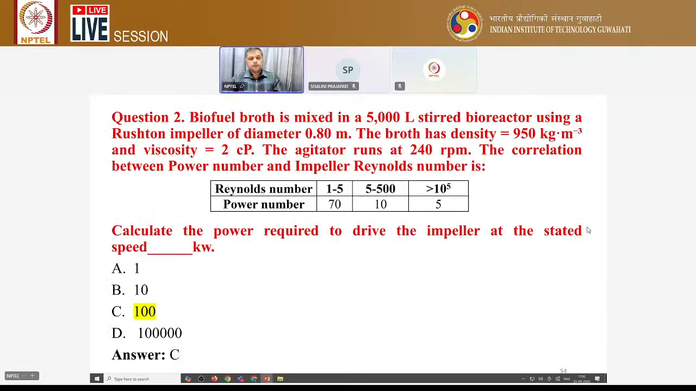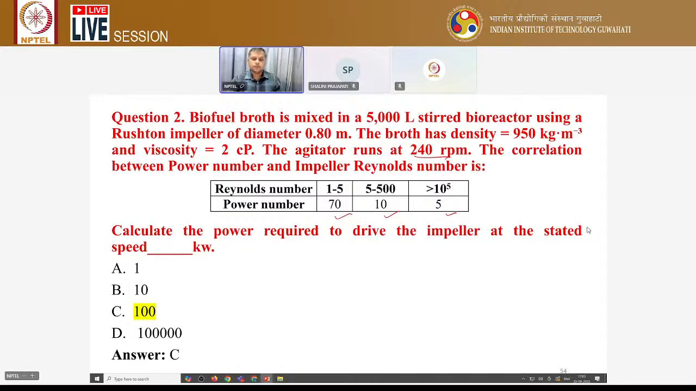Next question is the biofuel broth is mixed in a 5,000 liter stirred bioreactor using a Rushton impeller of diameter 0.8 meter. The broth has a density of 950 kg per meter cube and viscosity 2 centipoise. And the RPM is given as 240 RPM. The correlation between power number and impeller is, for given value of Reynolds number, there is a different value of power number. So you have to calculate the power.